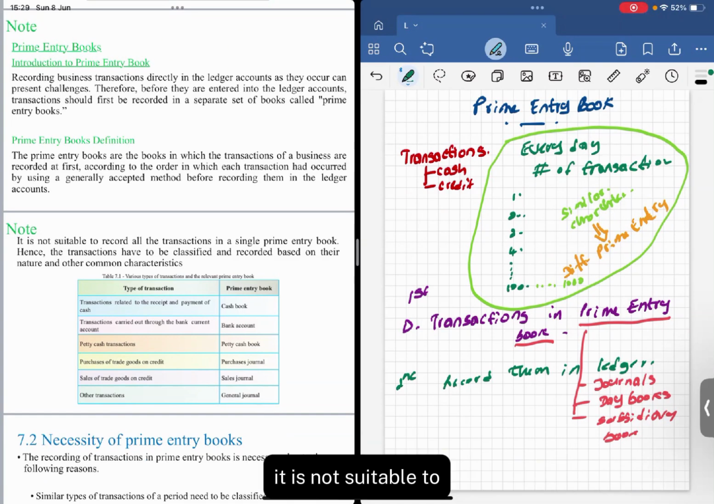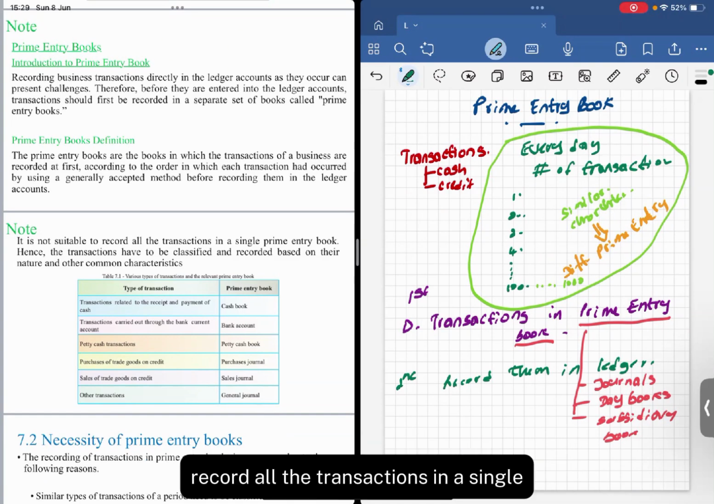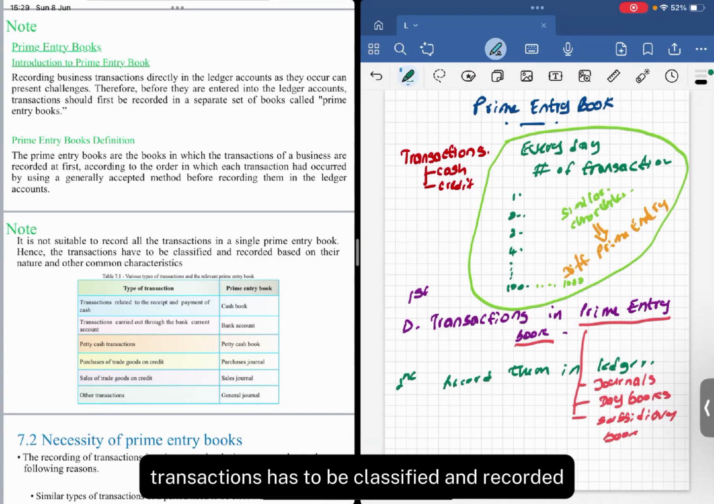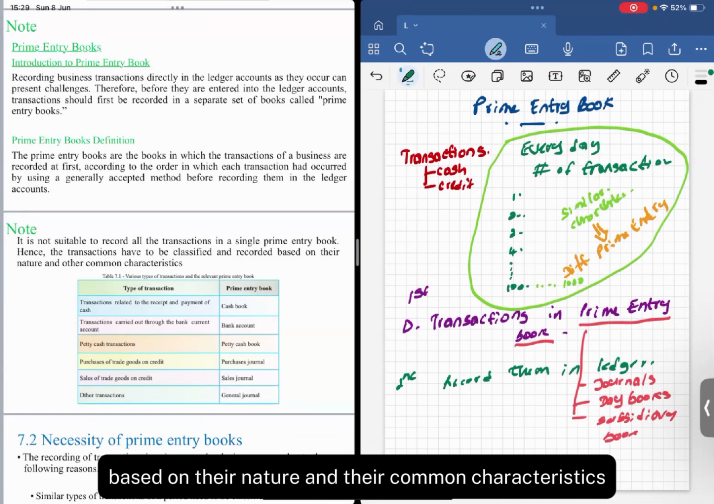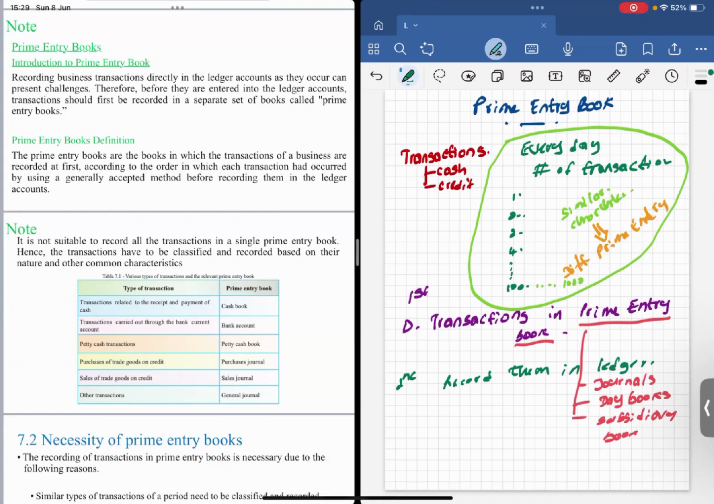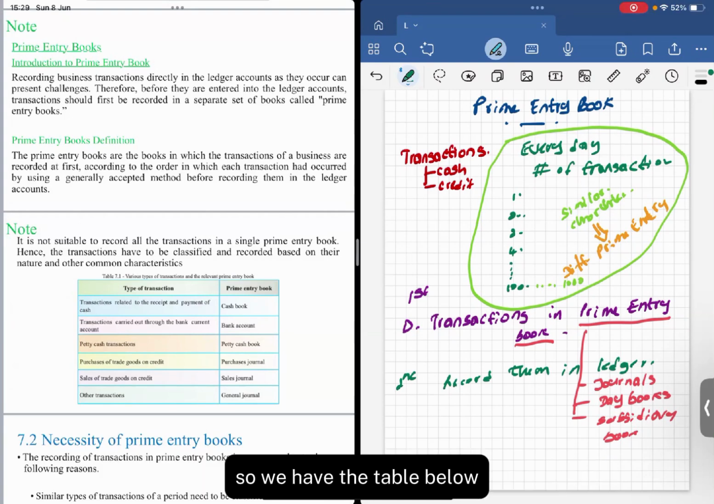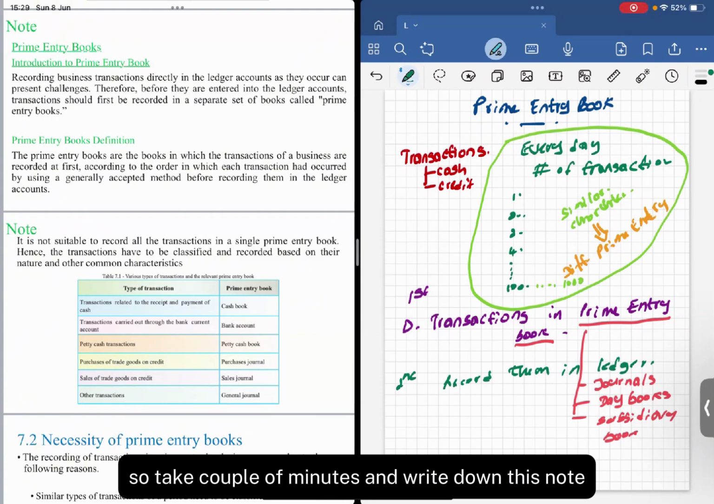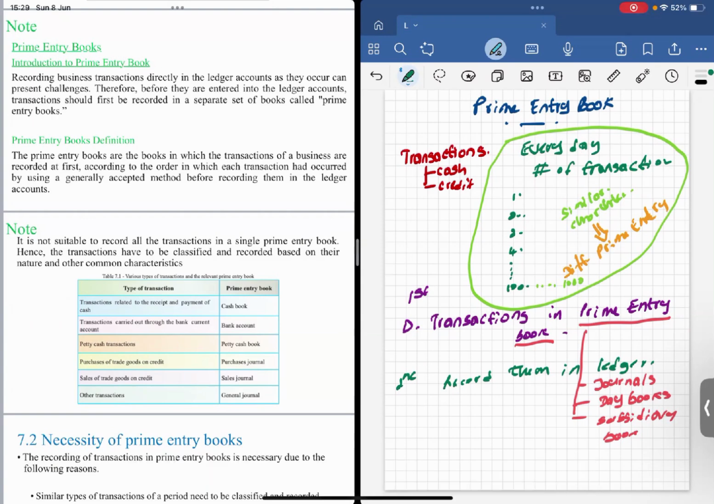It is not suitable to record all the transactions in a single prime entry book. Hence, transactions have to be classified and recorded based on their nature and their common characteristics. So we have the table below. So take a couple of minutes and write down this note.